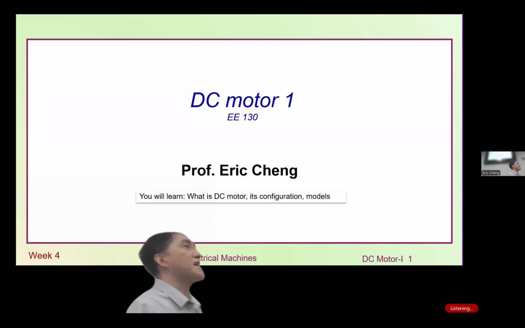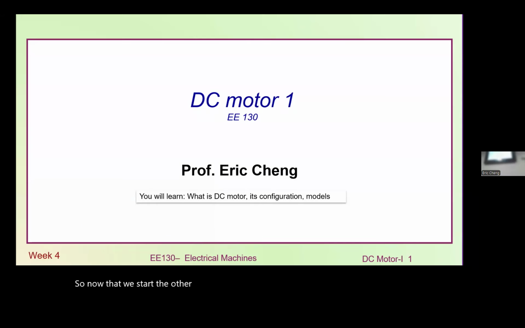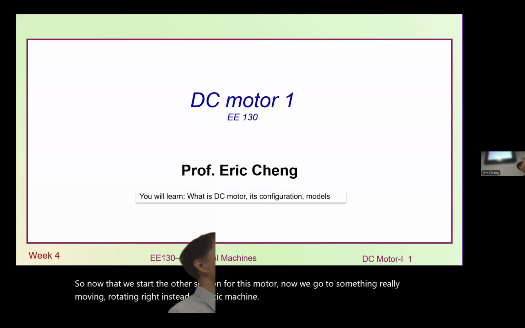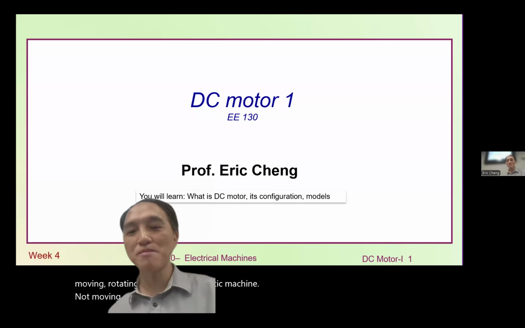So now we start another section, on the DC motor. Now we go to something really moving, rotating, right? Instead of a static machine not moving at all, right? So the DC motor always becomes important.